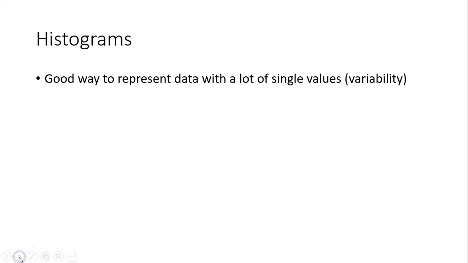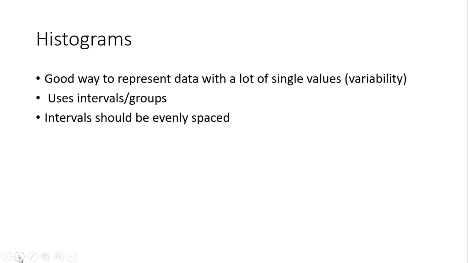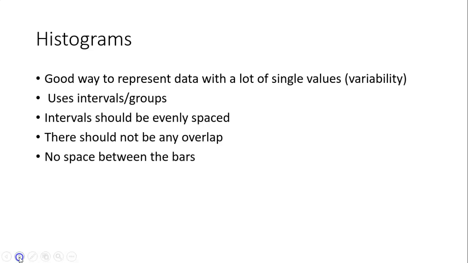So reviewing histograms. Histograms are a good way to represent data with a lot of single values or a lot of variability, where a lot of values aren't grouped together, you make a group and put them together. We use intervals or groups. Your intervals should be evenly spaced. There should not be any overlap. It should be very clear where a value goes, not that it could go into two different buckets.